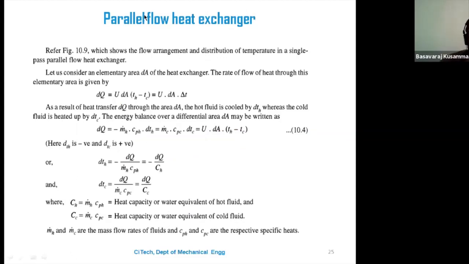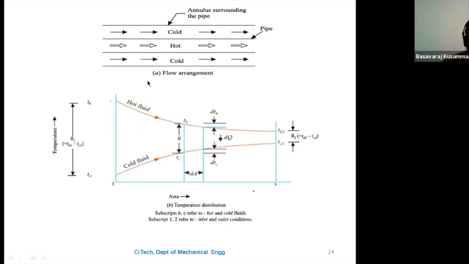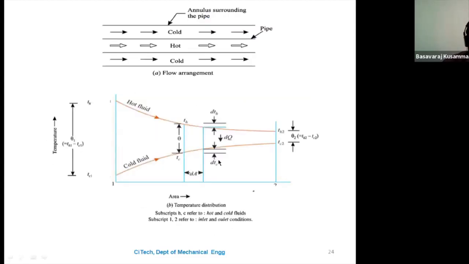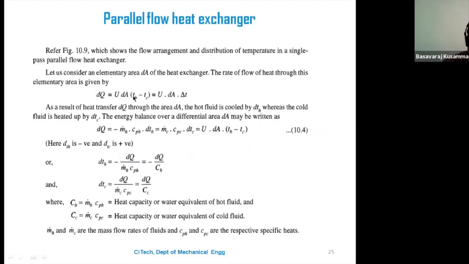The figure shows the flow arrangement and distribution of the temperature in the single pass parallel flow heat exchanger. So let us consider dA, the elemental area of the heat exchanger, and the heat flow through this element is given by dQ. We can calculate dQ equal to U into dA into TH minus TC, where dQ is the heat transfer to the elemental area, U is the overall heat transfer coefficient, and dA is the elemental area.